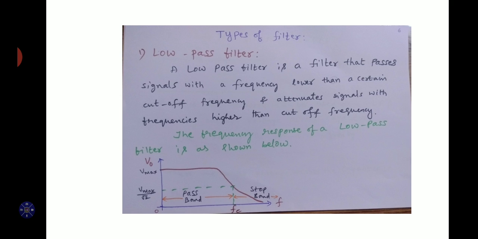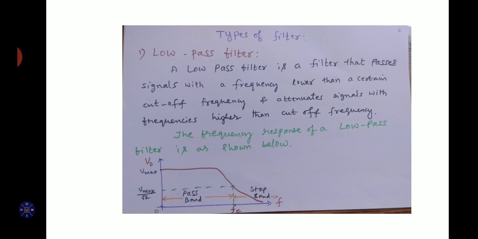So in this graph you can see pass band and stop band. Here FC is the cutoff frequency. The low pass filter allows only the signals below FC. They are called pass band, and it attenuates, it cuts off the signals above FC. That is called stop band.